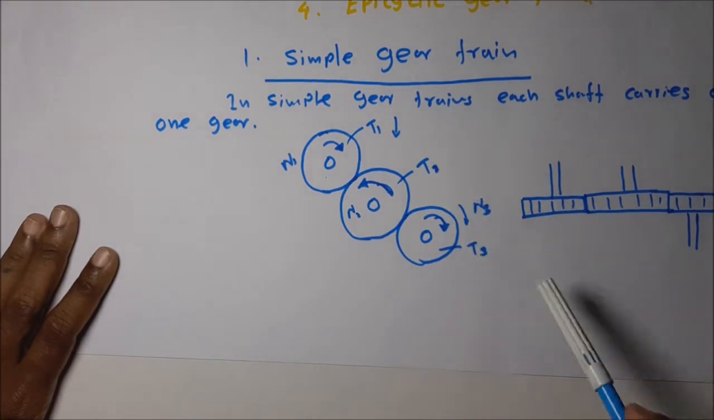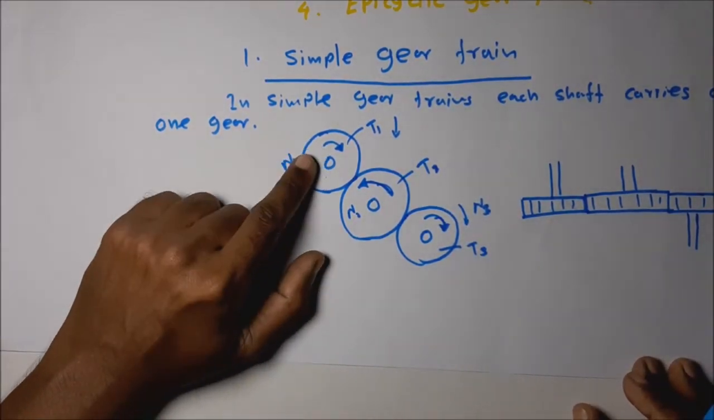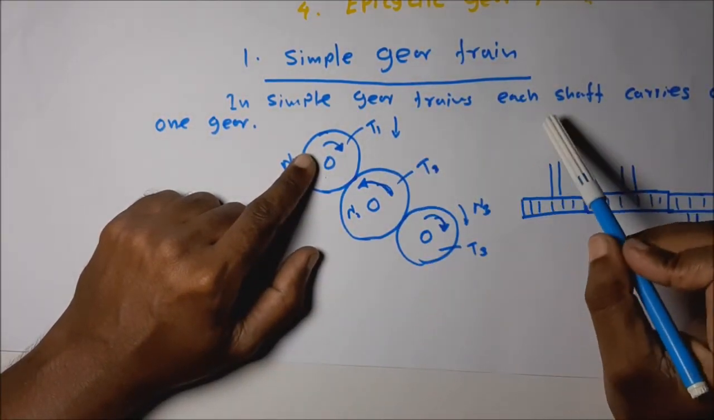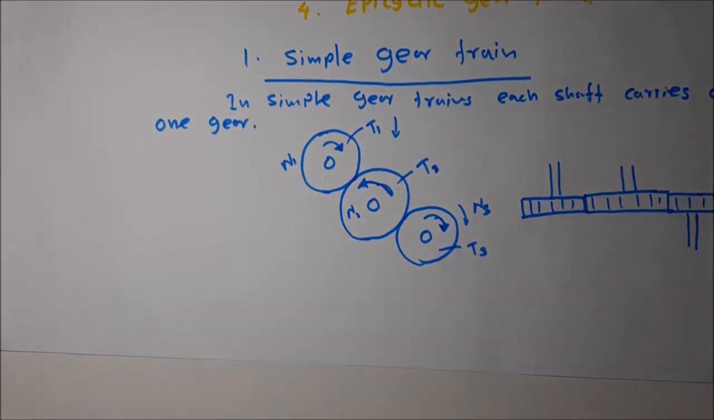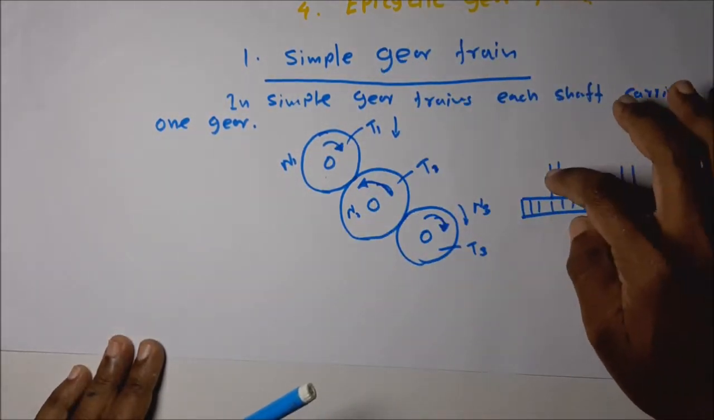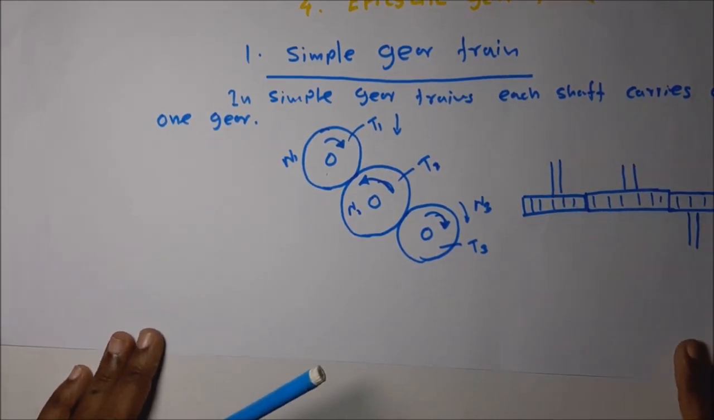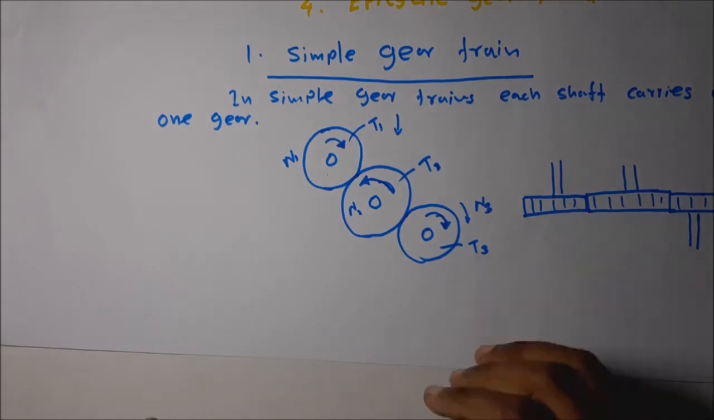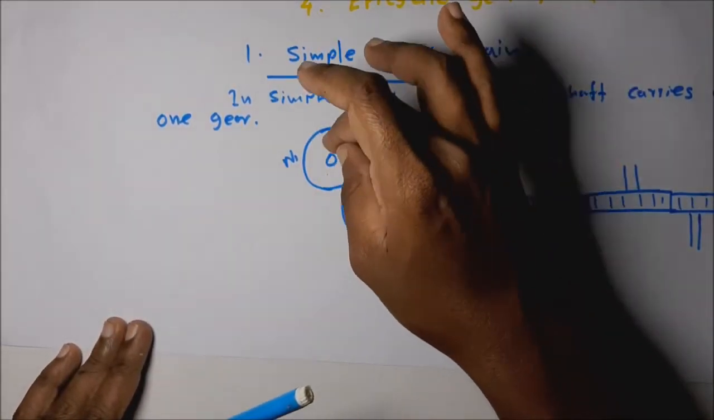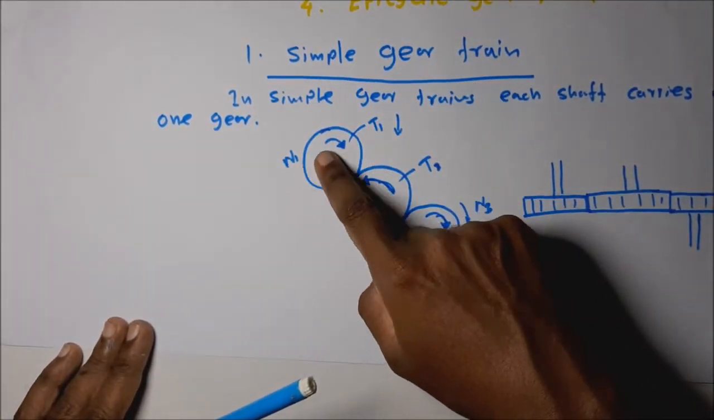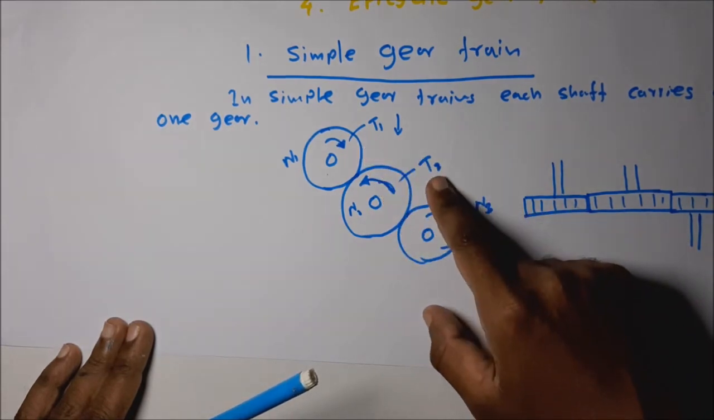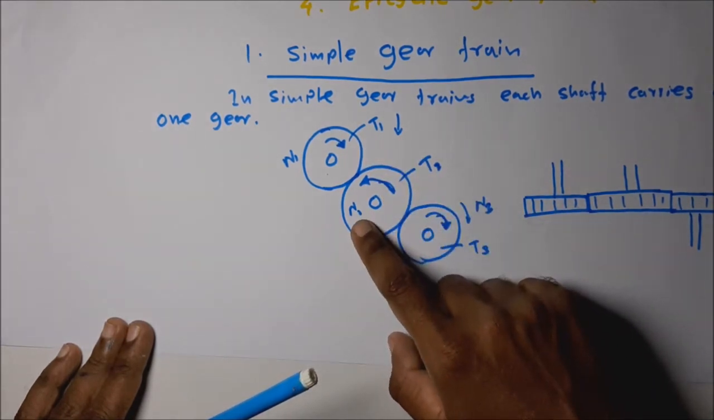Then the simple gear train. Simple gear train means each shaft carries only one gear wheel. You can see that each shaft has a separate gear wheel. So how do we calculate the speed if this is rotating with N1 revolutions? It has T1 and T2 teeth. Here it is N2, and here it is N3.